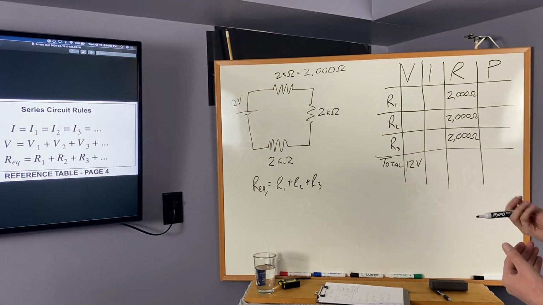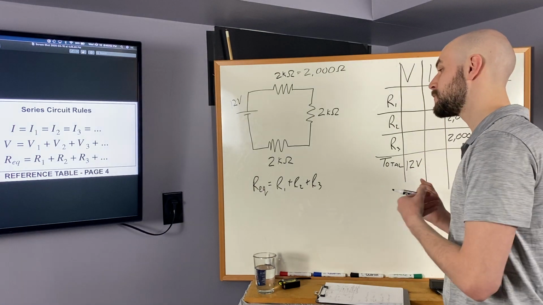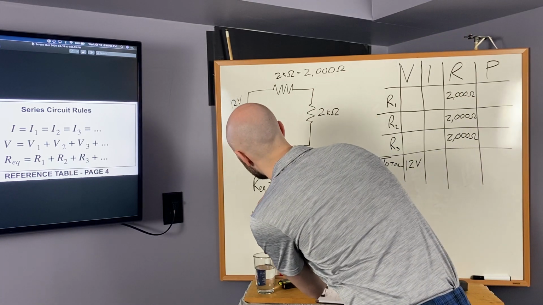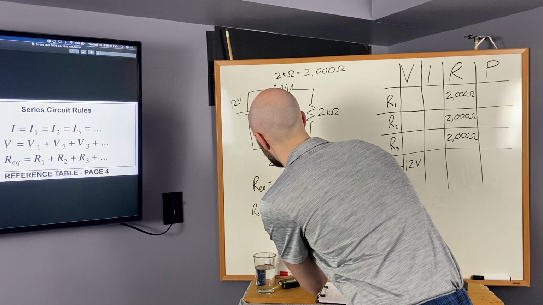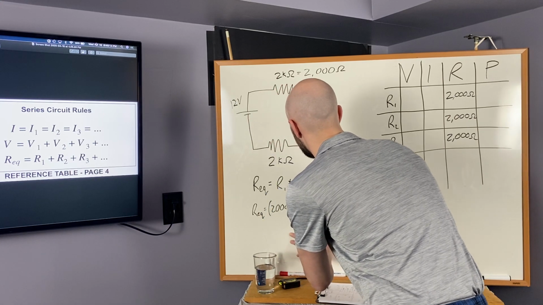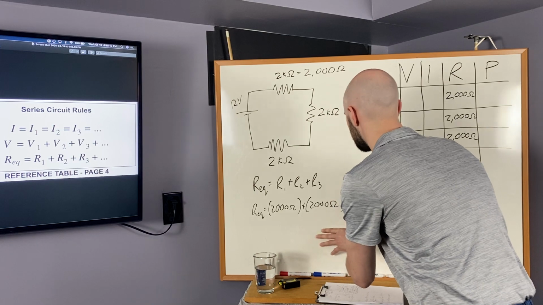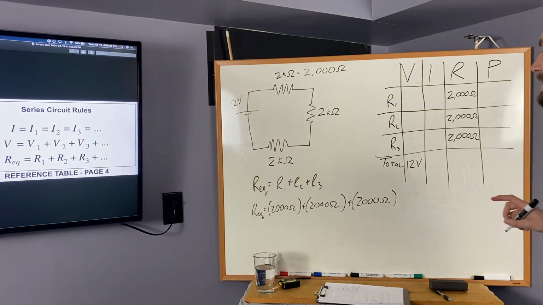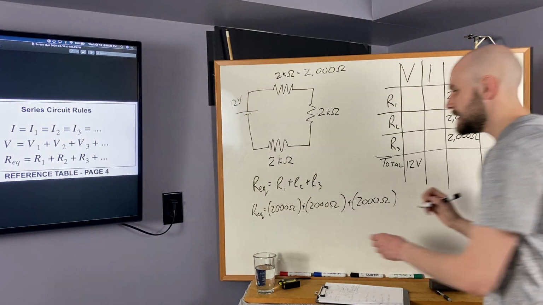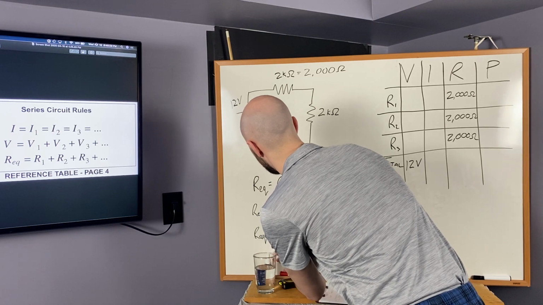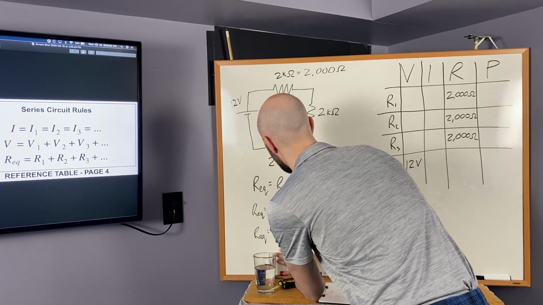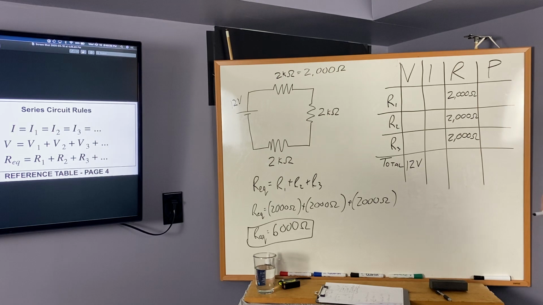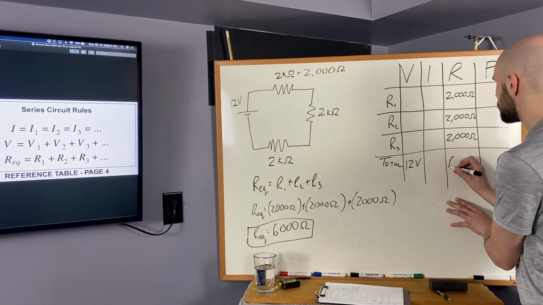Now, if this was like a part 2 Regents question, you have to always make sure you show all your work. You write your equation down, substitute in with units, 2,000 ohms, 2,000 ohms, 2,000 ohms. There we go. And we can see that the equivalent resistance, what goes in this cell here, is 6,000 ohms. Boom. Okay. So now we have this cell here.